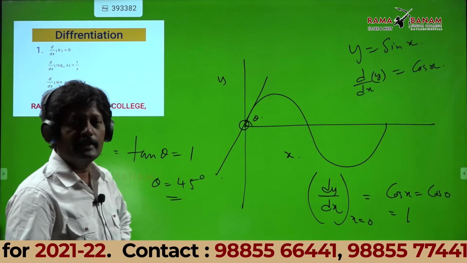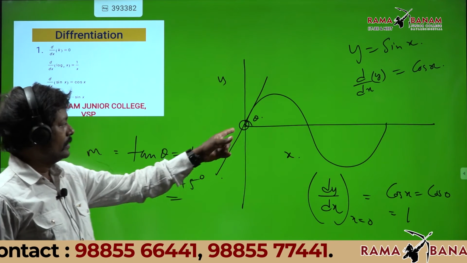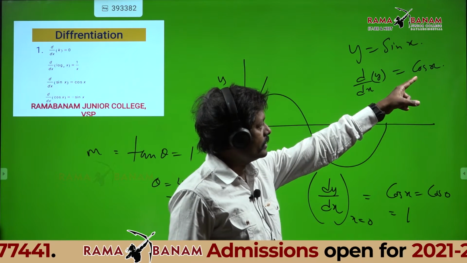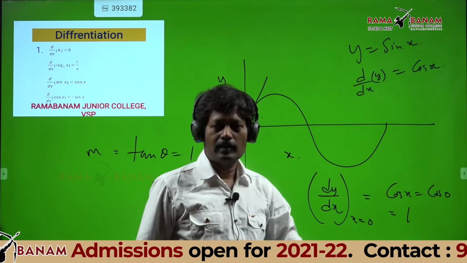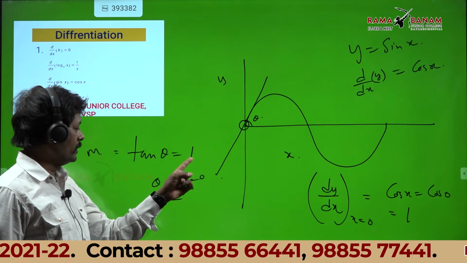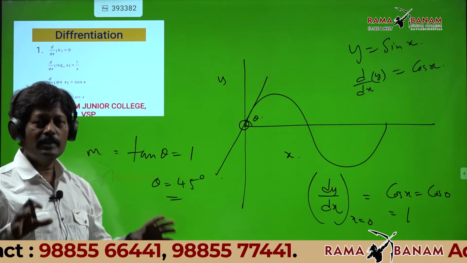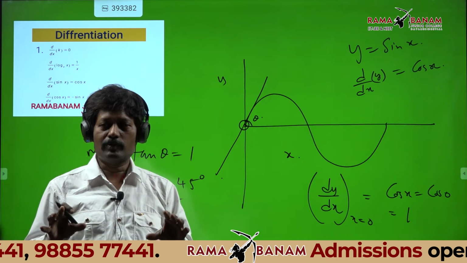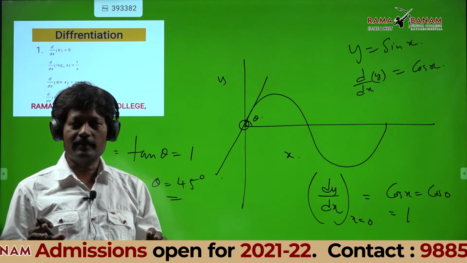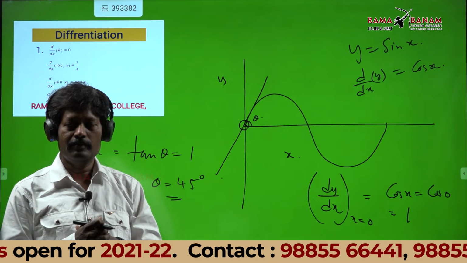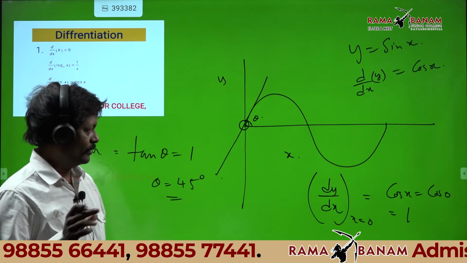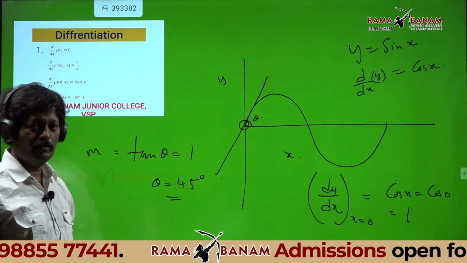We are drawing the tangent at x equal to 0. The slope of the tangent is cos x, and the x value is 0, so cos 0 is 1. But you know from your 10th standard formula, tan theta is the slope, so tan theta equals 1, theta is 45 degrees. So the beauty of this problem is that we are able to find the angle made by the tangent. Very good.